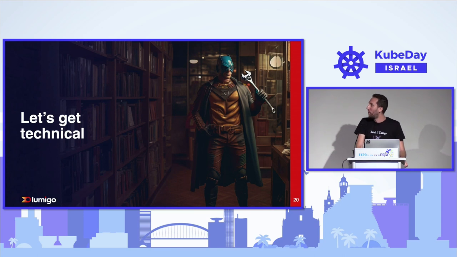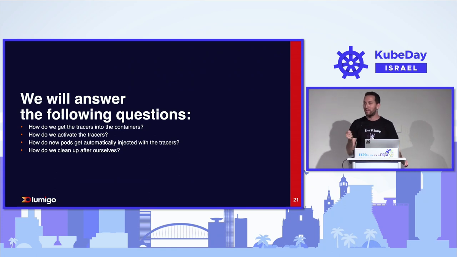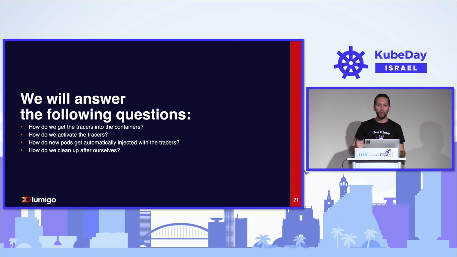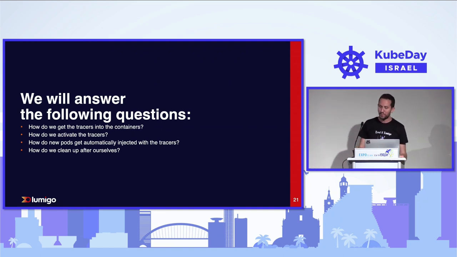Now it gets interesting. So how does this work? We'll spend the remaining time answering these four questions. The first one is, how do we get the tracers into the containers? That's the basic first thing we have to do. But that's not enough. Once we get the tracers into the container, you have to load them into the process. So how do we activate them? How do we do the equivalent of, in Node.js, the require, in Python, the import? How do we load the package into the process so it can be used? Then, how do we make sure every new pod that spins up gets injected with those tracers? And lastly, how do we clean up? So let's start.